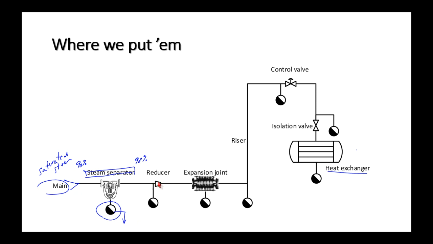Now, where we get a reducer in the pipe, say we've got 4-inch pipe, NPS 4, and maybe we've got a 2-inch pipe here, so we've got a 4 to 2-inch reducer. We'll make sure we put a steam trap before that point.